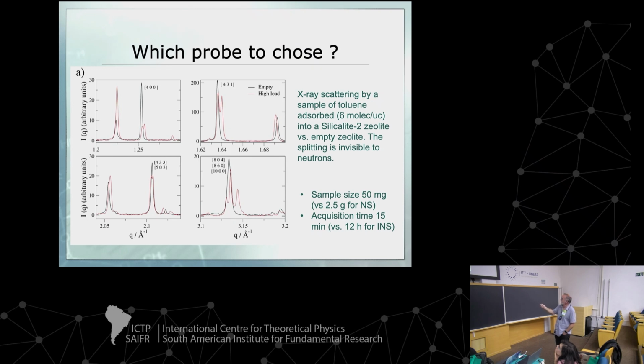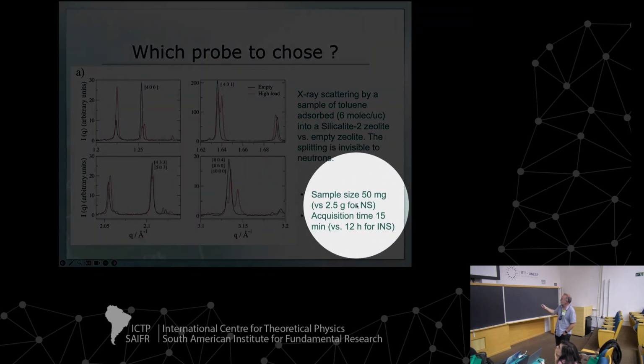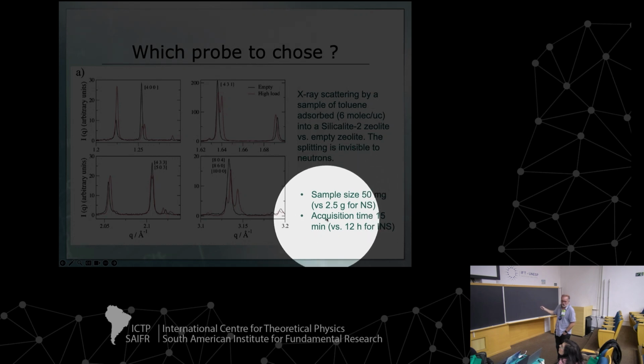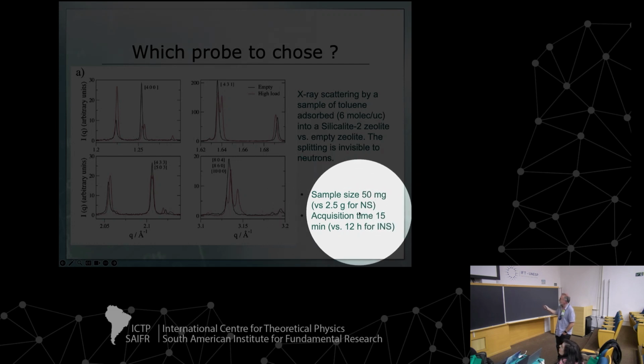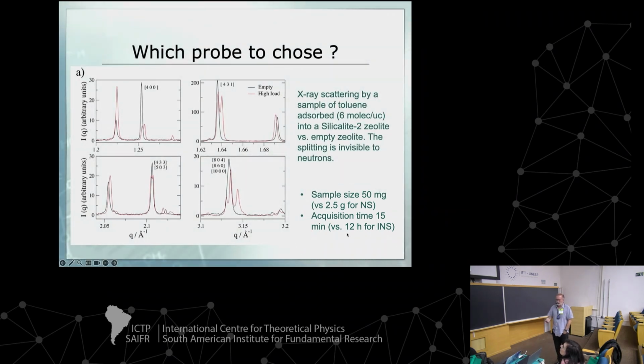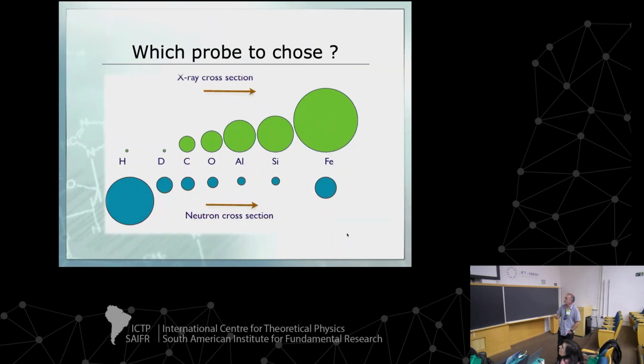The acquisition time, if you look here, and the sample size. The sample size we used was 50 milligrams. For neutron scattering, you need 2.5 grams. And if the samples are expensive, or you have to produce them, that is very important. The acquisition time here was 15 minutes. In the case of inelastic neutron scattering, it was 12 hours. So normally when you plan your neutron scattering experiments, you go there with your colleagues, and you take turns at the machine, because you have to be running all night long to get decent data.